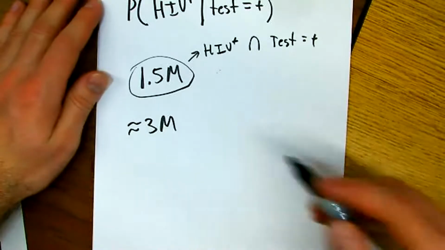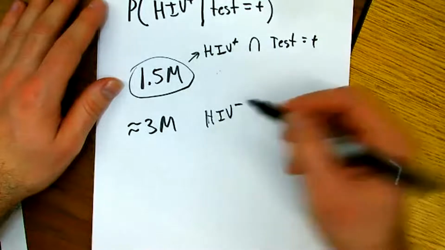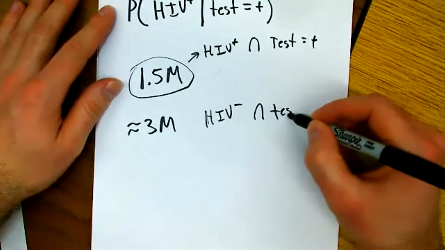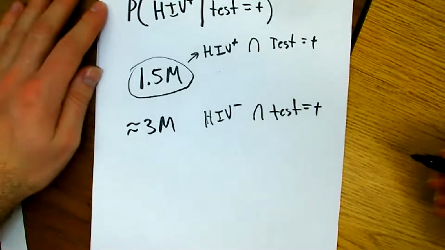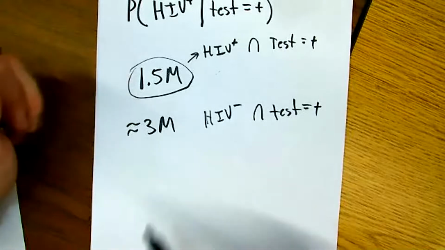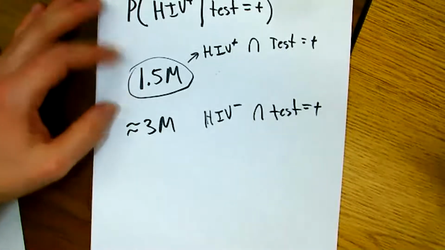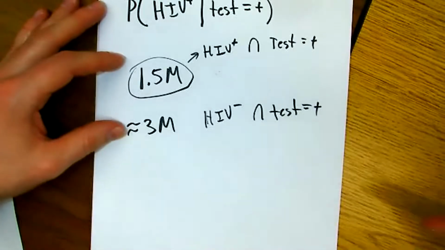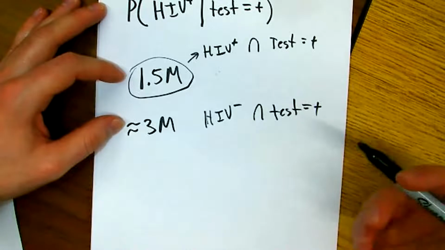Those false positives. So these are going to be people that are HIV negative, but they had a false positive, right? So now you've got 4.5 million people sitting around with positive test results. So now if I come to you and say, hey, look, this person got a positive test result, you don't have any other information about them, what's the probability they actually have the disease?